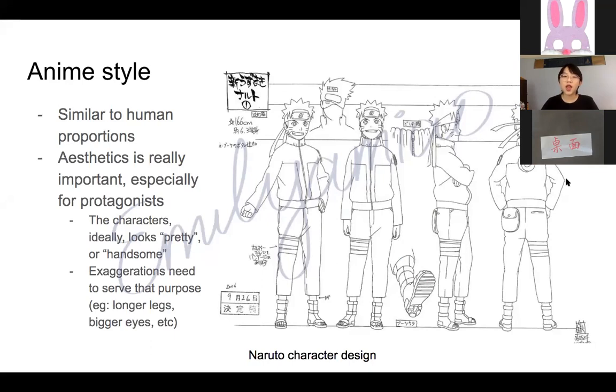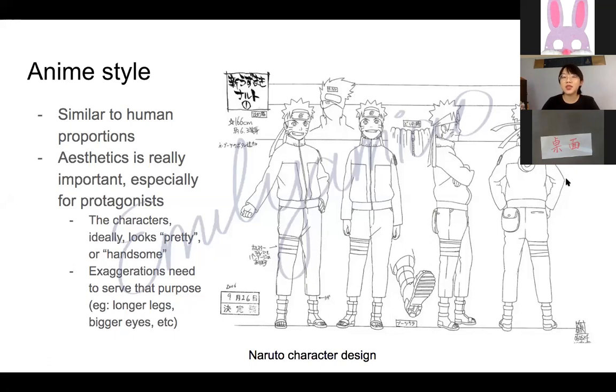So first, let's take a look at anime style, right? There's a wide range of anime styles, but generally, most anime styles from Japan are pretty similar to human proportions. Generally, the head won't get too big. For a human character design in anime, the head is just human size. The shoulder length and the hips are generally all human proportions. Maybe the head is a little bigger, and maybe they're a little skinnier than realistic humans for a general human anime character. Something for anime is that aesthetics is really important, especially for protagonists.